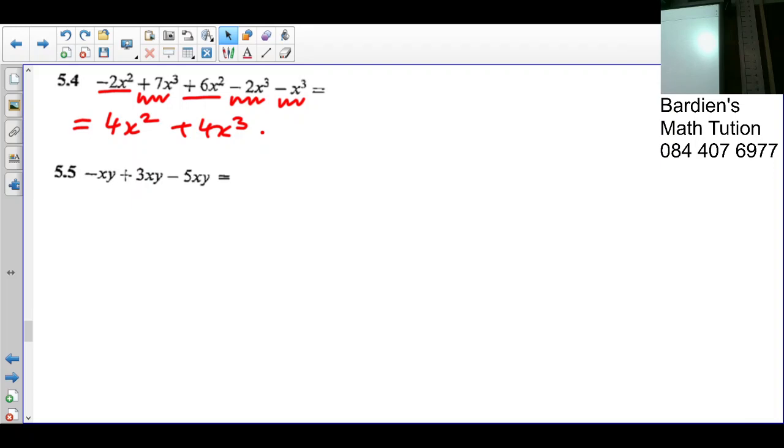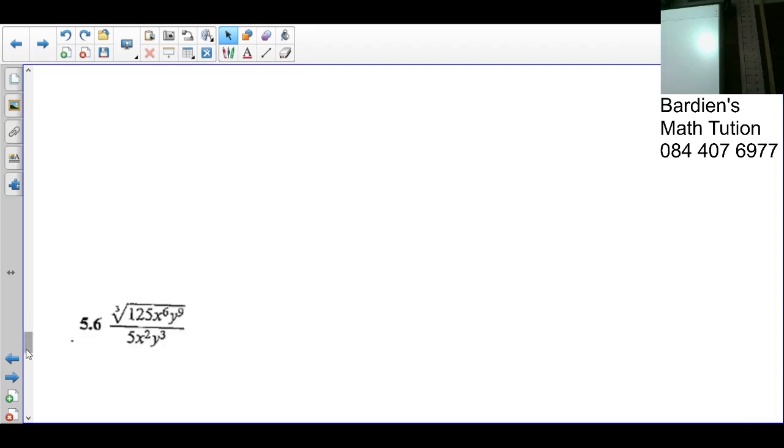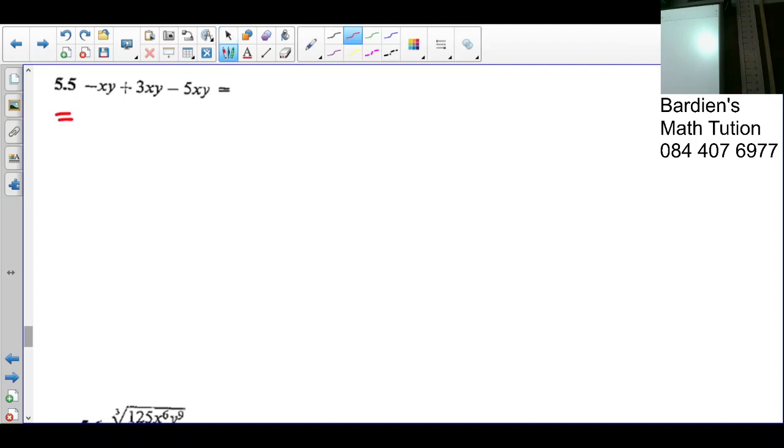Do you agree with that? 5.5. Is this like or unlike terms? Like. So negative xy plus 3xy is 2xy. No? 2xy minus 5xy, negative 3xy. Are you all okay with that? You know, you must use your number line and all of those things.